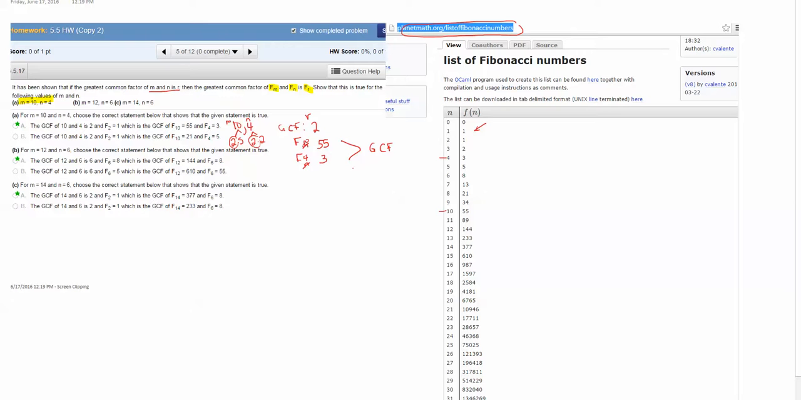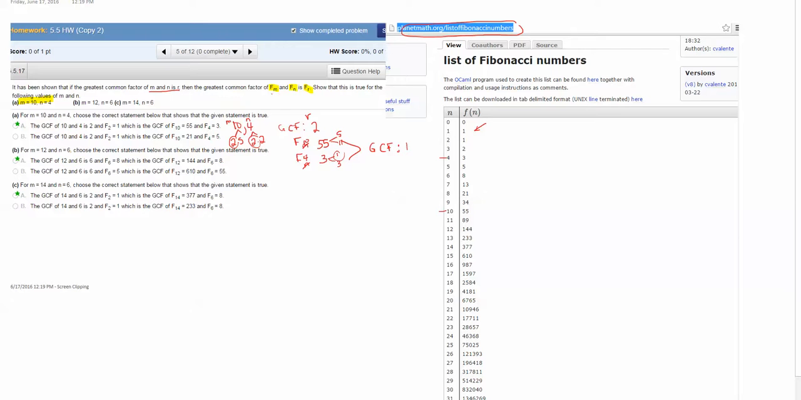Now I need to calculate the greatest common factor for 55 and 3. Well, 55 is divisible by 5. It's 5 times 11, and 3 is just 1 times 3. They don't have any factors in common other than the number 1, so 3 is prime. If you don't have any common factors, 1 is the GCF.